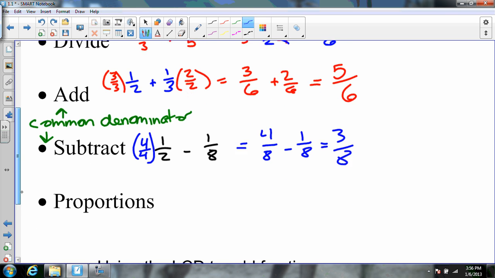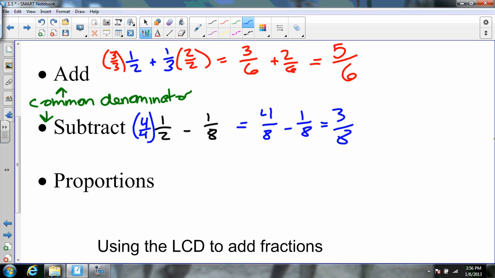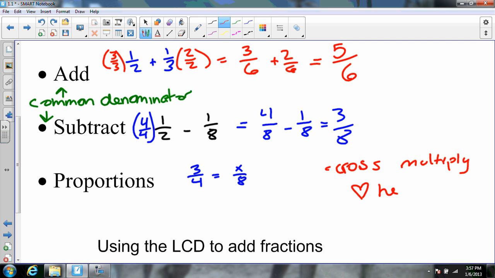I included proportions in the fraction section because a proportion is two ratios set equal to one another, and ratios are written as fractions. So if we have 3 over 4 equals x over 8, you can either cross multiply or use what I like to call the heart method.